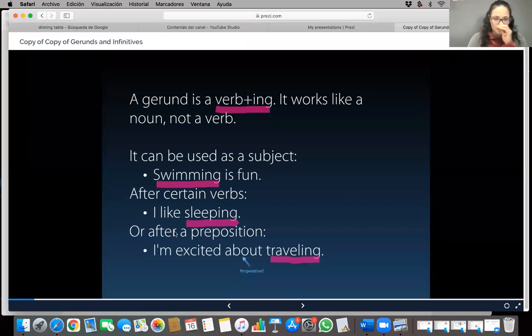And the third one for gerund says after a preposition. Okay, so we have tons of prepositions: in, on, at, to, for, from, with, without, and a whole other bunch. So whenever we have a preposition, we're going to use ing. For example, I am excited about traveling, and it still gives us ir. Estoy emocionado de viajar. Okay, this is the preposition right here. So you have these three rules.